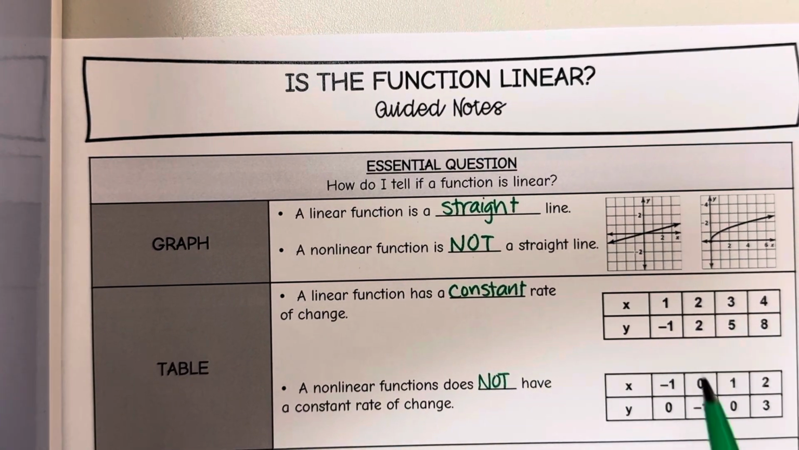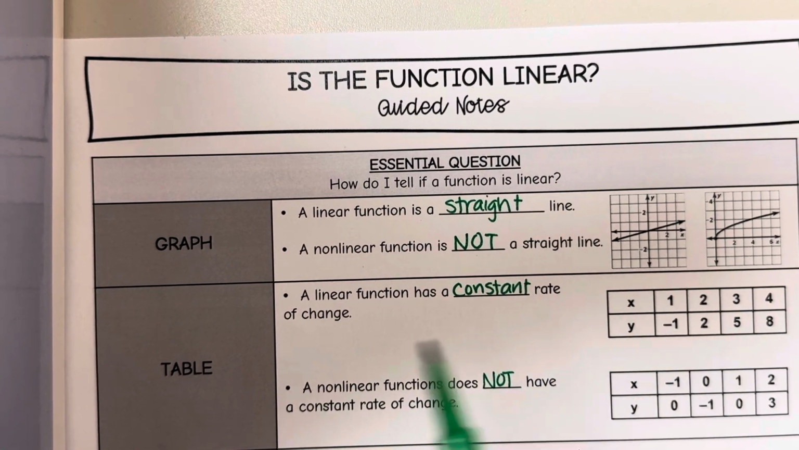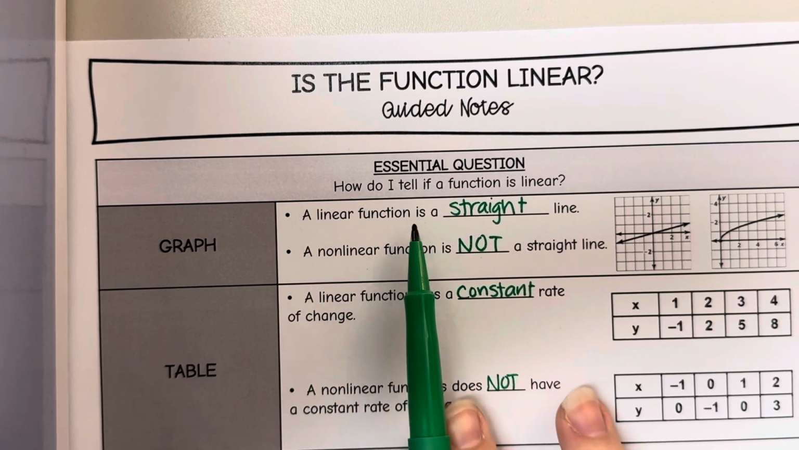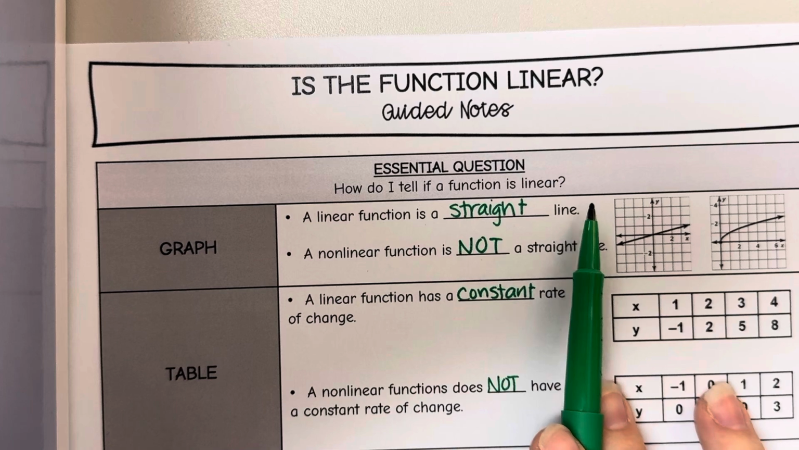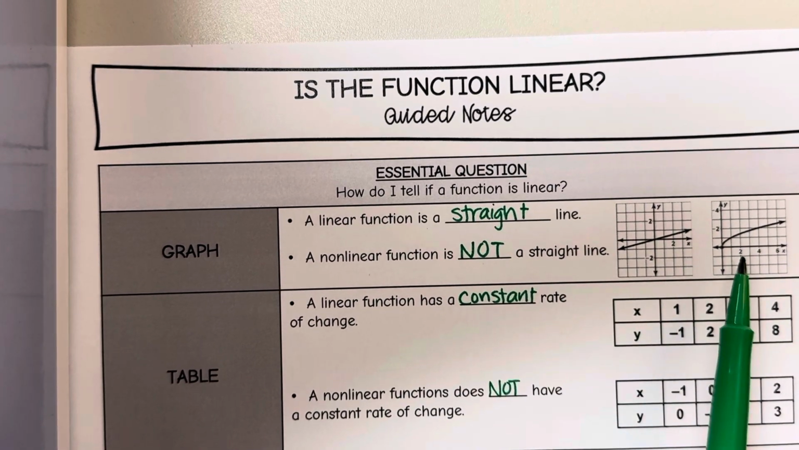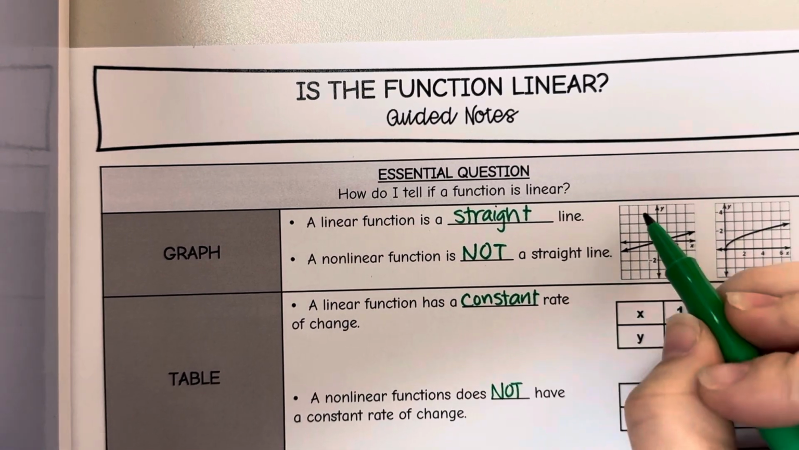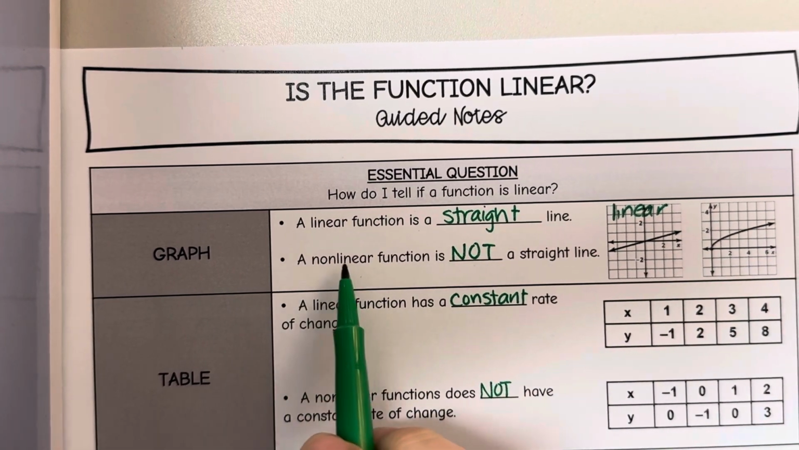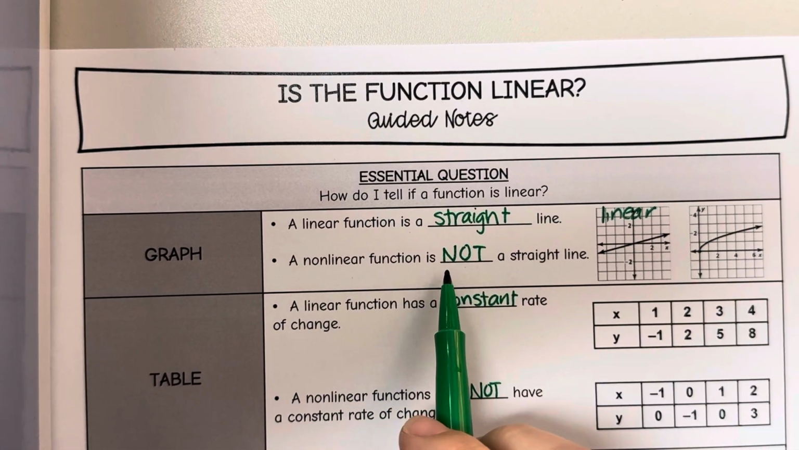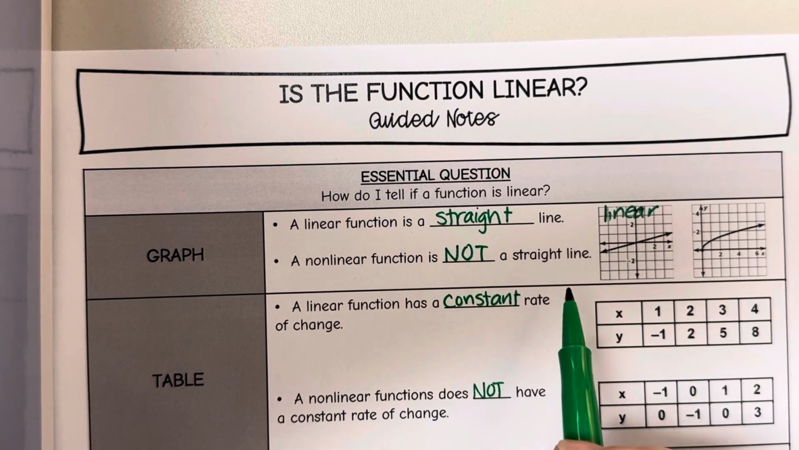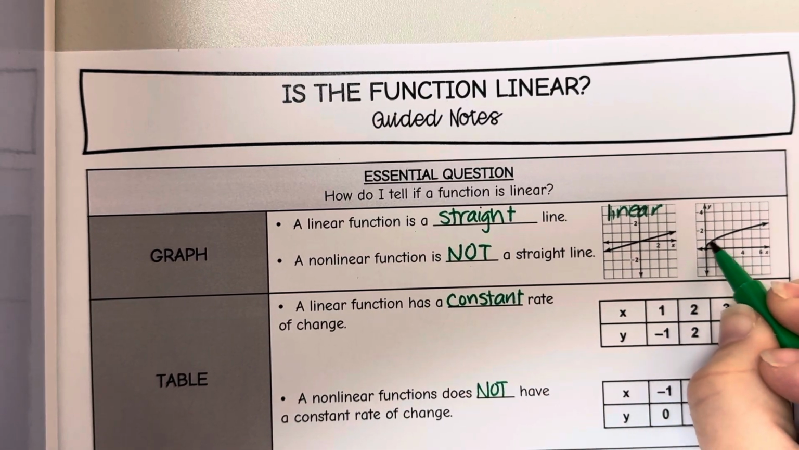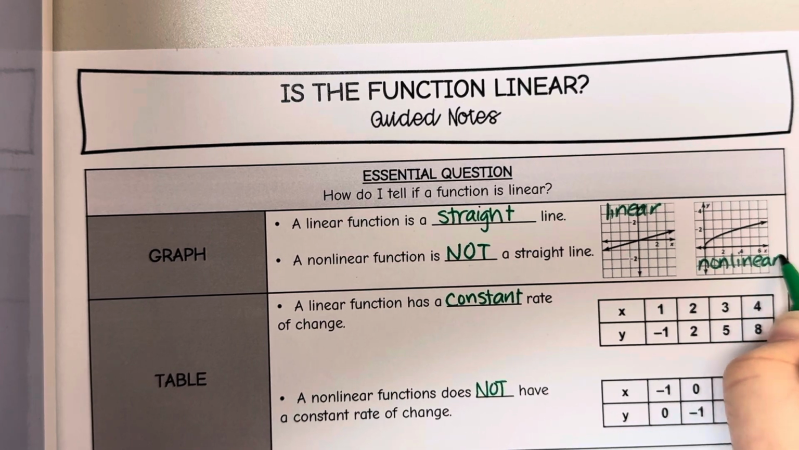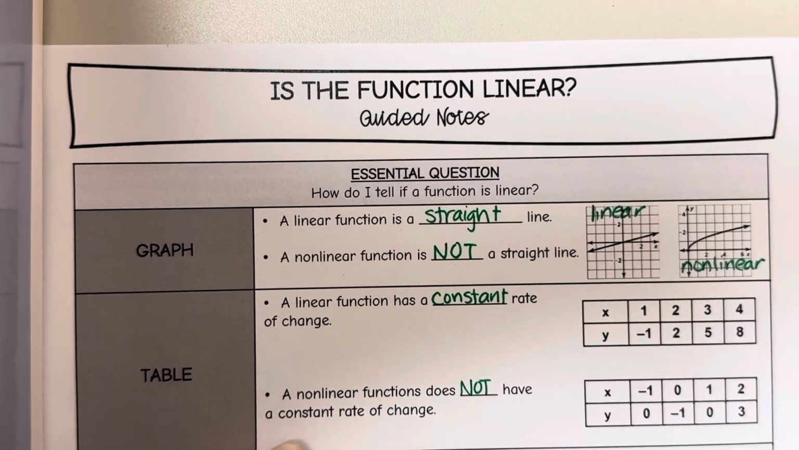Today we're going to talk about whether or not a function is linear in different representations. So first we're going to look at a graph. A linear function is a straight line. So if I'm looking at my graphs here, the one that's going to be my linear function is this first one because it has a straight line. A non-linear function is a function that's not a straight line. So if it's not a straight line, here it's curved, non-linear.